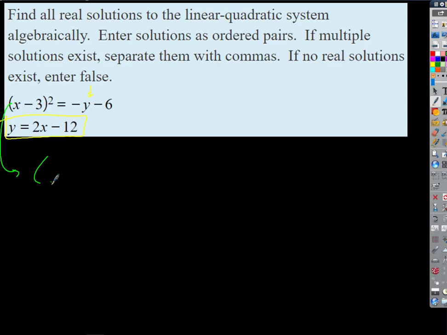So the left side doesn't change. We've got x minus 3 squared equals negative y. But y we're going to trade for 2x minus 12 minus 6, right? So there's our equation. That looks ugly, right? But just think about what's going to happen here.